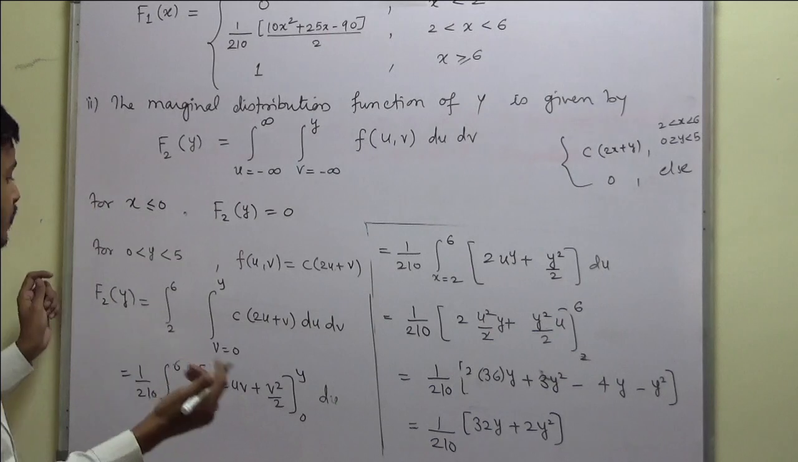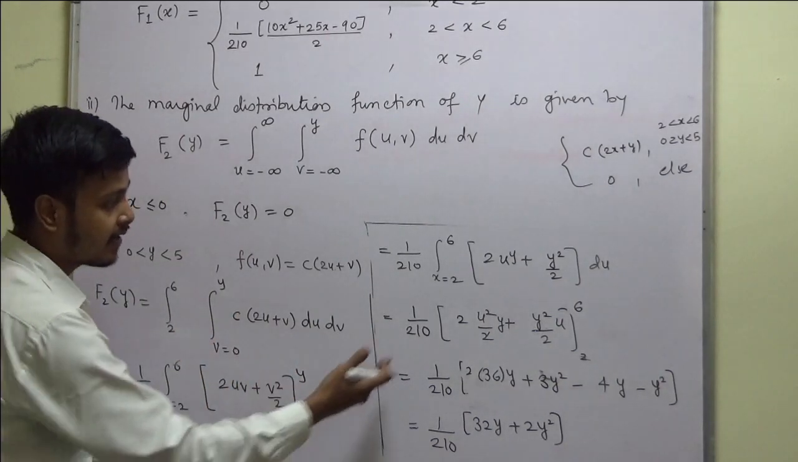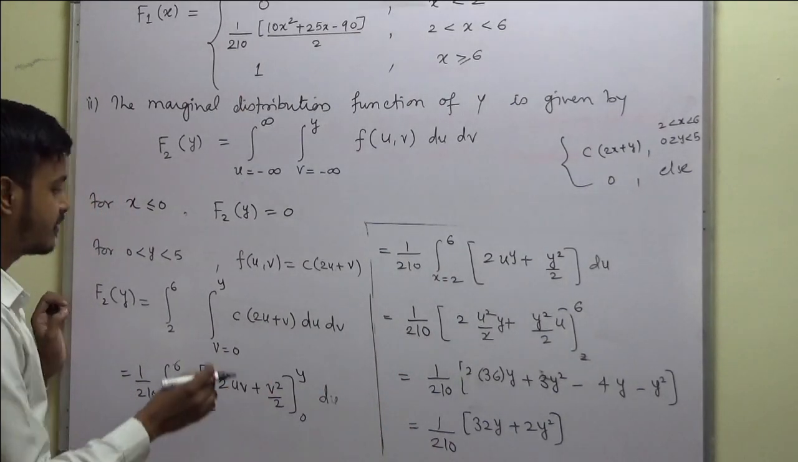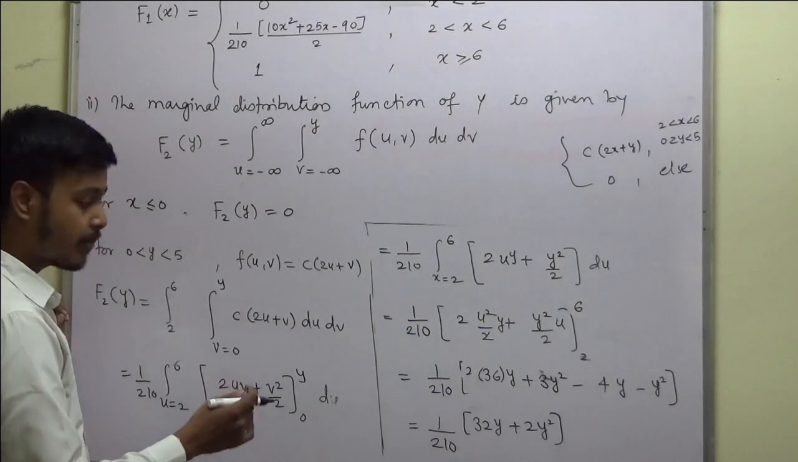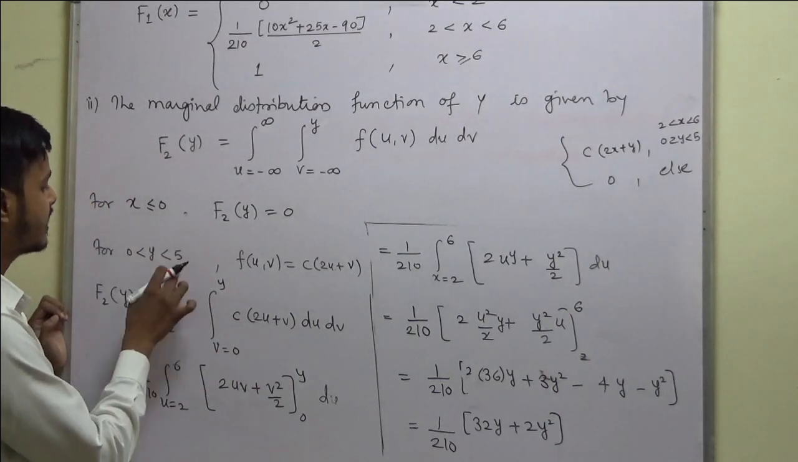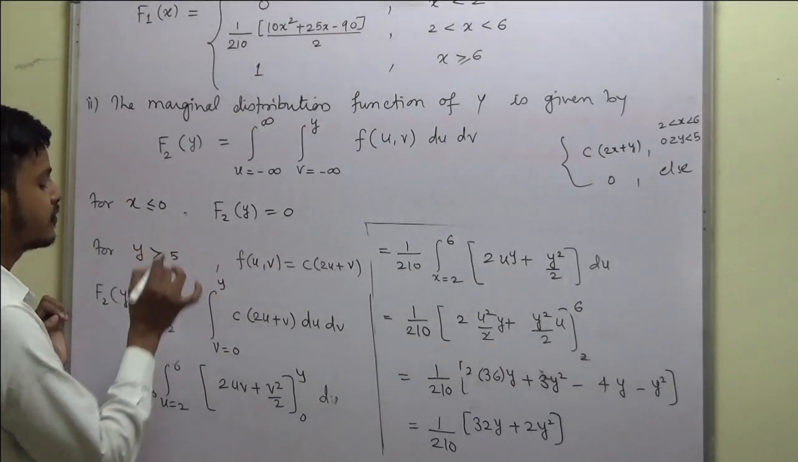Now you have to go for the third one. So do the calculation very precisely. See, I have made one or two silly mistakes because so many calculations are there. It happens, but it should not happen from your side. Okay. Now for y greater than or equal to 5.